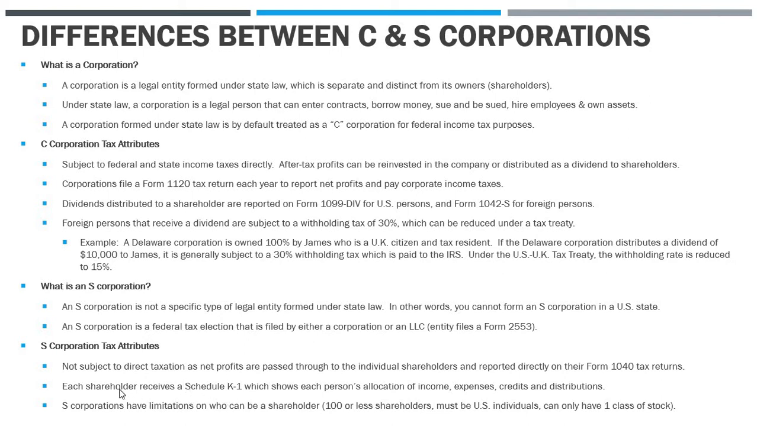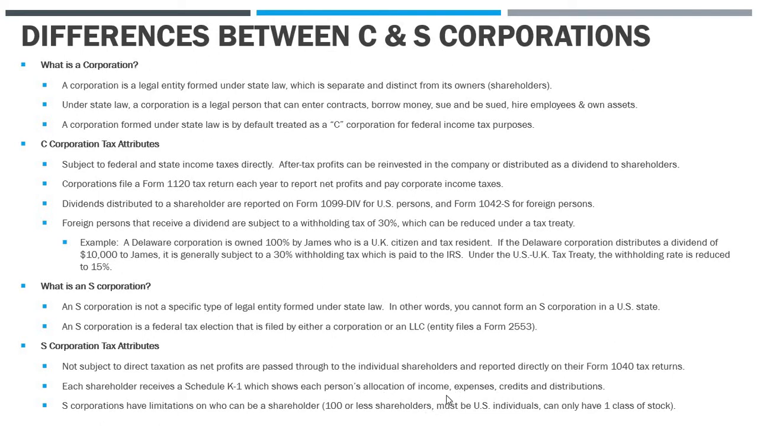So the S corp files a Form 1120S, and each owner, each shareholder gets a Schedule K-1, which shows their allocation of the income, expenses, credits, distributions, and everything like that. And so all of those items are ultimately reported on the shareholder's Form 1040. Now, some of the unique limitations with S corps. An S corp can only have 100 or fewer shareholders, right? So it's only in closely held companies where you'll see this S election.